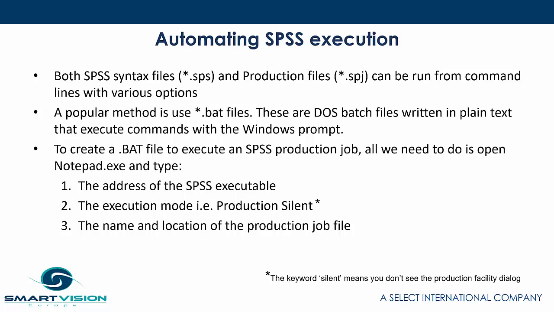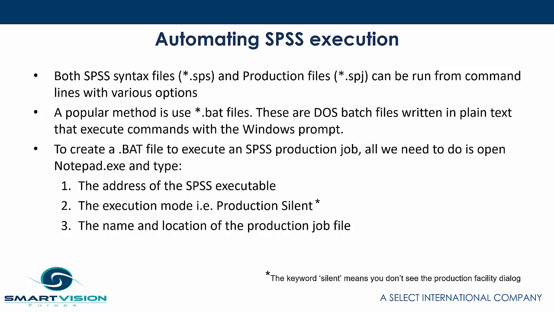All you've got to do is open a text editor and save it as .bat, and inside that text editor you've got to type in where it can find the SPSS executable. So it might be on D program files or C program files, but you basically give it the address. And then you give it an optional mode. So we tell it that we're running in production here. We're saying, I want to use the production facility.